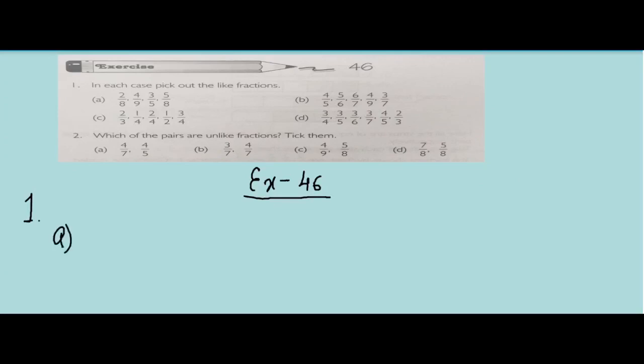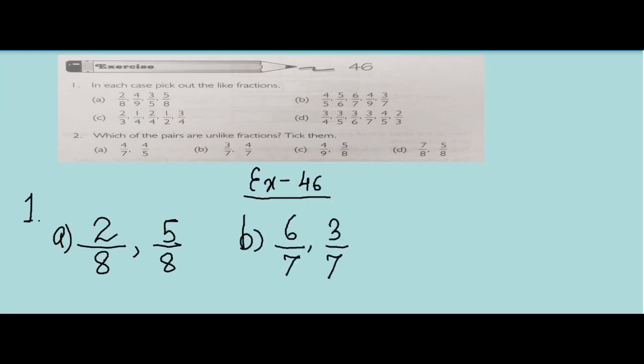Like fractions mean fractions which have the same denominator, so we will pick the like fractions. We can see 2 by 8 and 5 by 8 are like fractions in number A, so you will write 2 by 8 and 5 by 8. Number B, what will be the answer? You can see that 6 by 7 and 3 by 7 are like fractions, so you can write it in your answer.